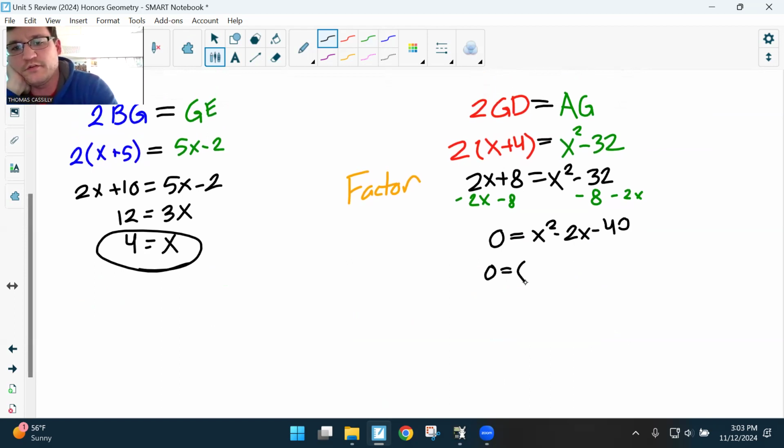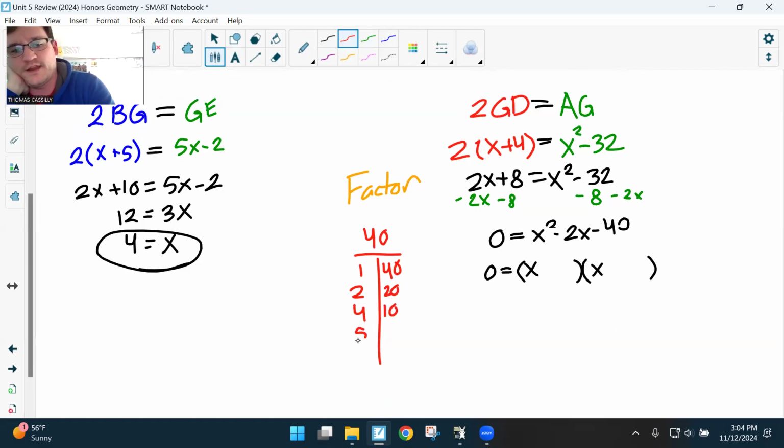So 0 equals, let's go ahead and factor this. What times what gives us x squared? How about an x and an x? What times what gives us 40? Unfortunately, there's a ton of stuff. I got 1 and 40, 2 and 20. 3 doesn't work, but 4 does: 4 and 10. 5 and 8. I don't think a 6 works. No, it doesn't. Neither does a 7, neither does an 8.